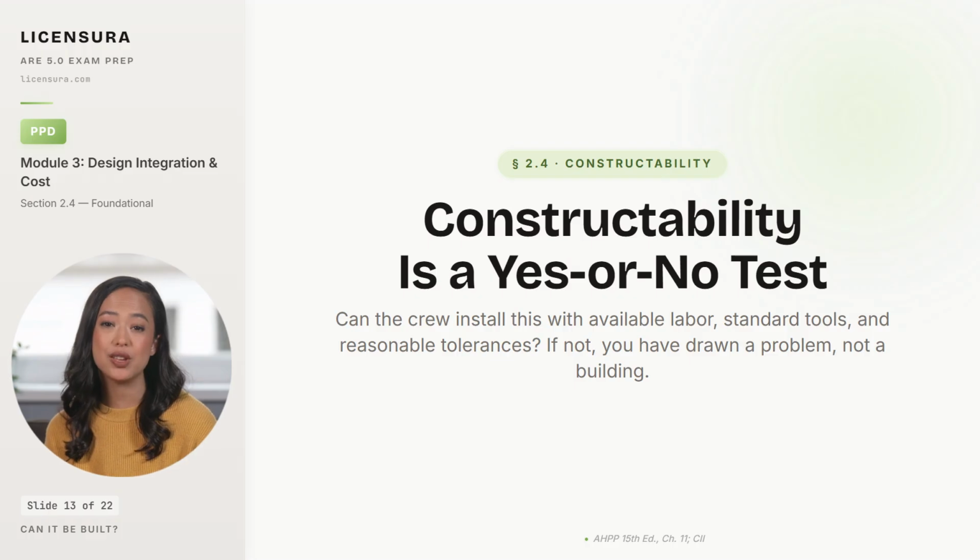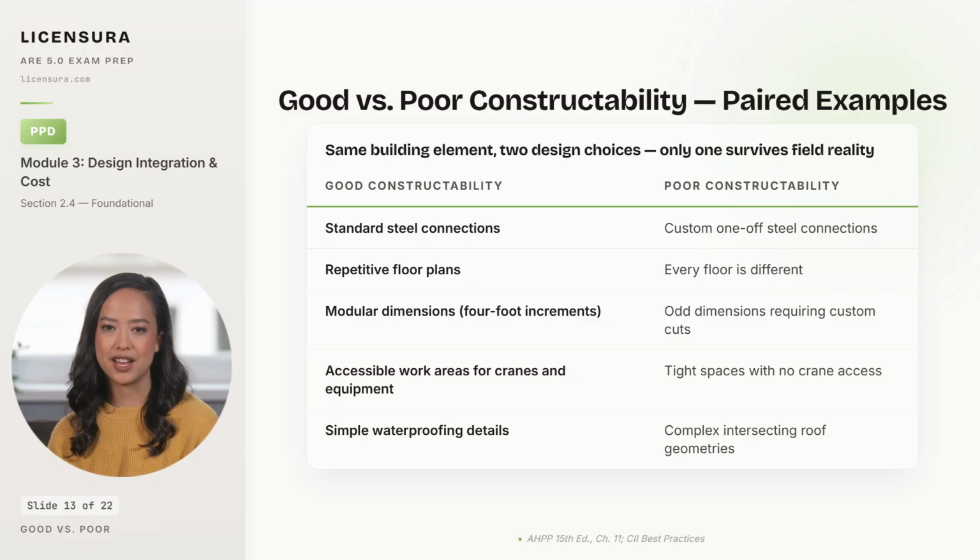Let me show you what good and poor constructability look like in 5 direct paired examples. 5 paired examples that the exam tests by sight. Standard steel connections are good constructability. The fabricator already has the details on the shop floor, the welder already has the procedure qualified, and the inspector already knows what to look for. Custom one-off connections require shop drawings, special inspection, and weld procedure qualifications that add weeks to the schedule.